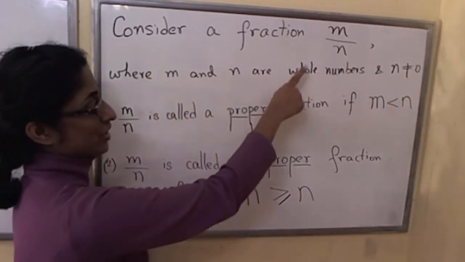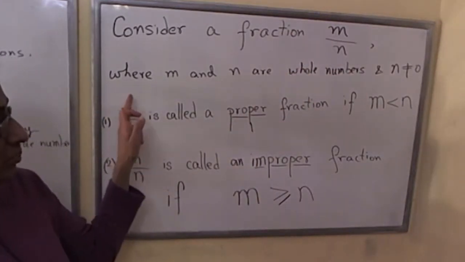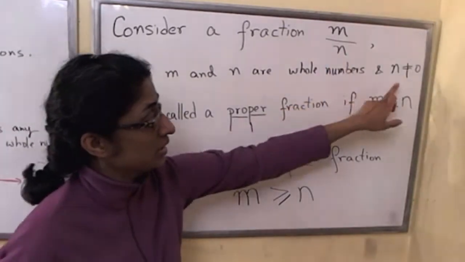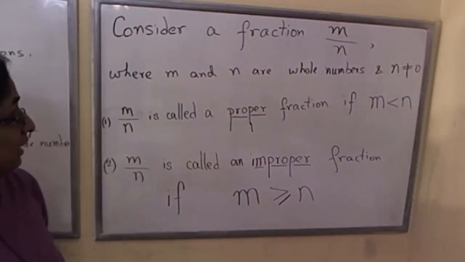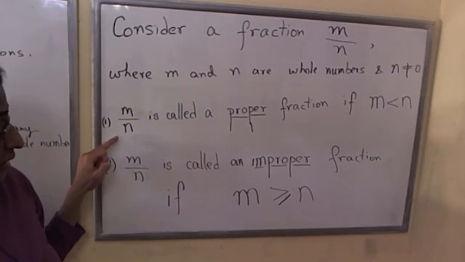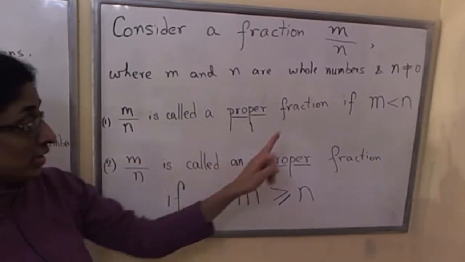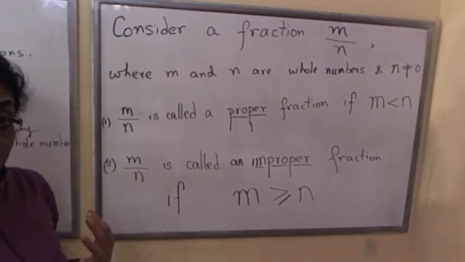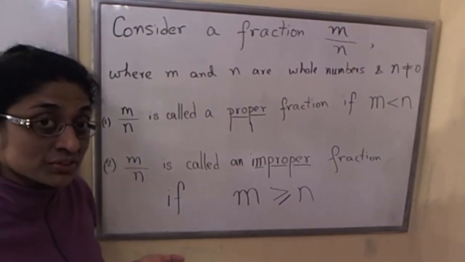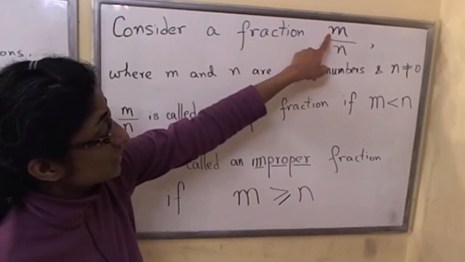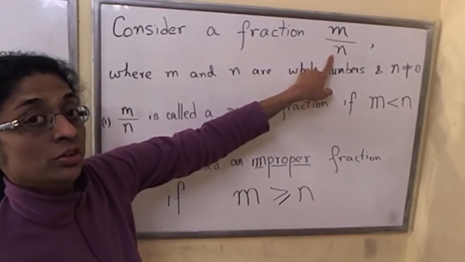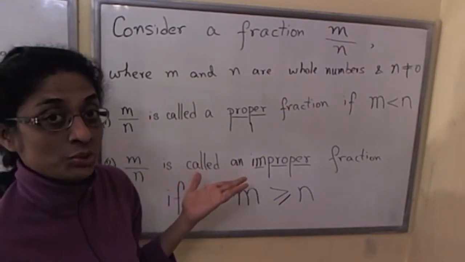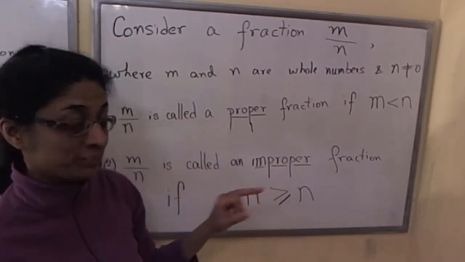Consider a fraction m over n where m and n are whole numbers and the denominator n is not equal to 0. m over n is called a proper fraction if m is strictly less than n. So in other words, if you have a fraction and you notice that the numerator is strictly smaller than the denominator, such a fraction is sometimes referred to as a proper fraction.